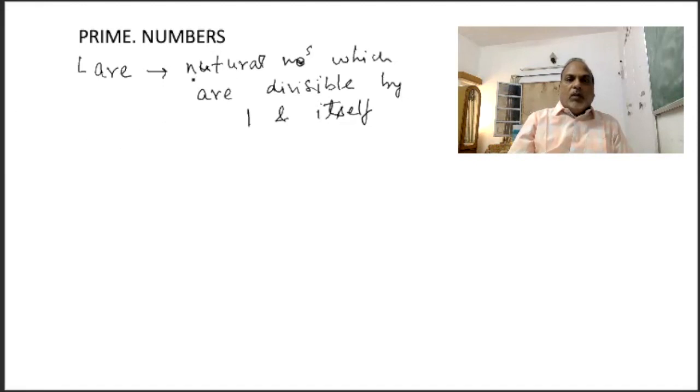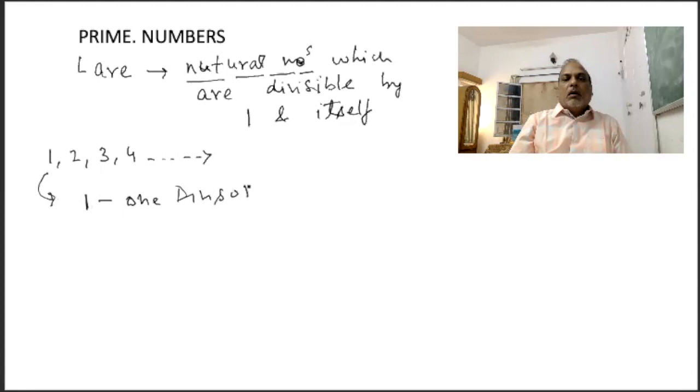Now let us see natural numbers. What are natural numbers? Natural numbers are 1, 2, 3, 4, and so on. It means you will find the prime numbers within this series only. That means 0 is not a prime number. Now let us see whether 1 is a prime number or not. 1 can be divided by 1 only. It has only one divisor. So 1 is not prime.